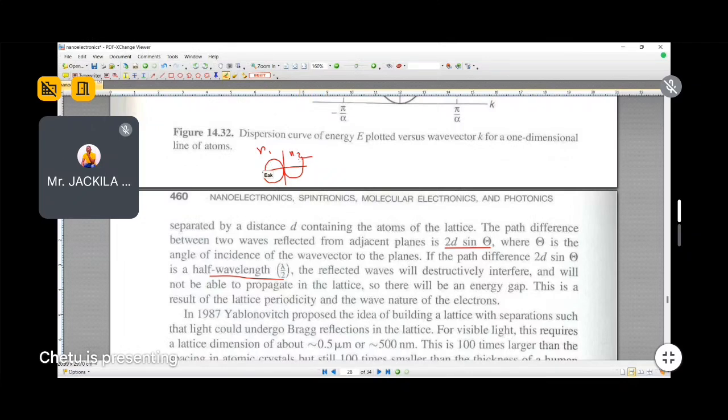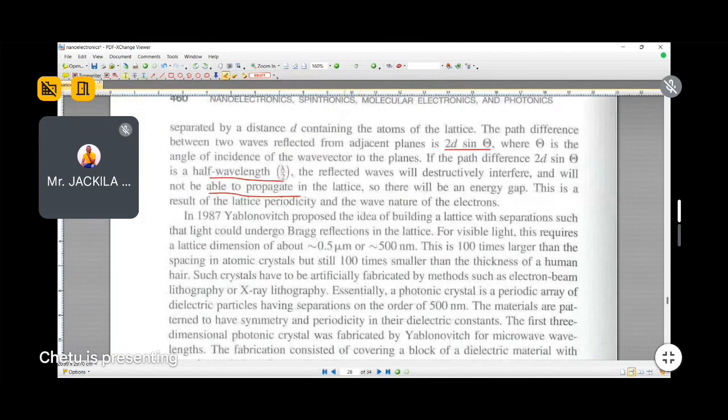Okay, so from rarer to denser, no phase reversal. From denser to rarer, there is a phase reversal. And if the path difference in this case is half a wavelength, the reflected wave will destructively interfere and it will not be able to propagate. The wave vector will die out because of the half wavelength. So you need to have a selection rule or matching condition that the path length must match the distance between the atoms. Also, the path difference must not be half a wavelength.